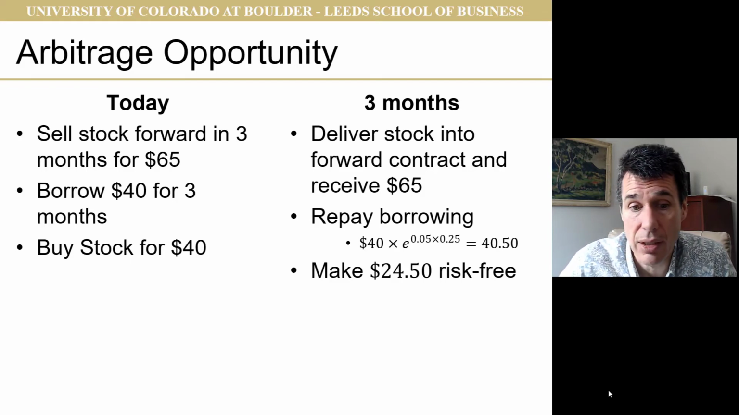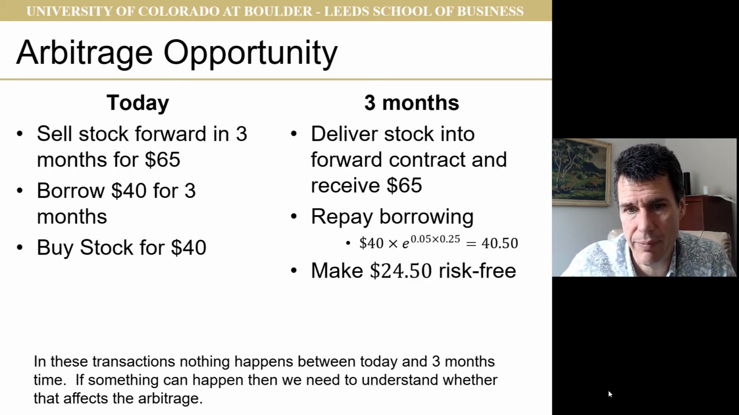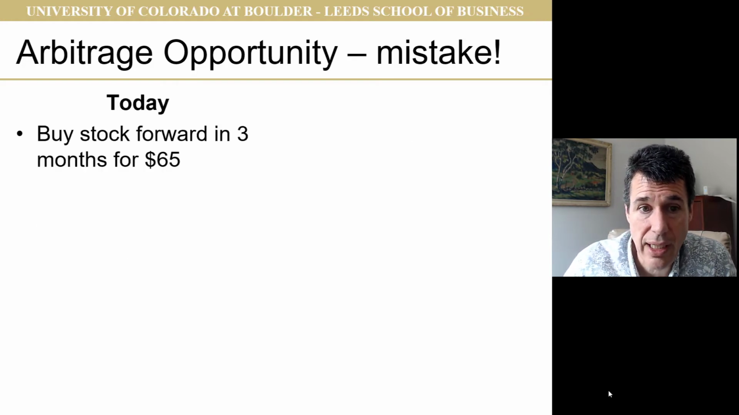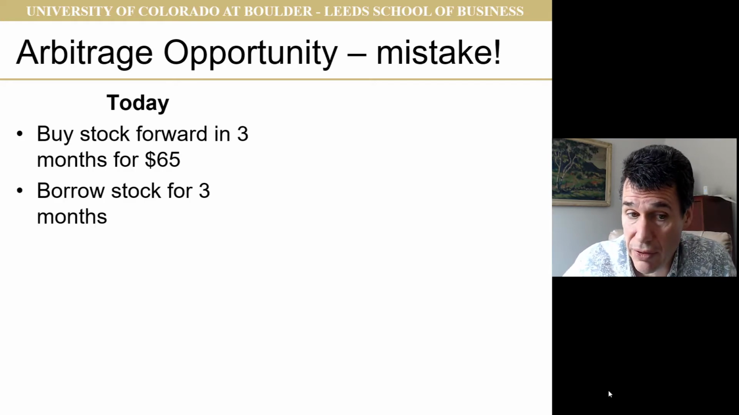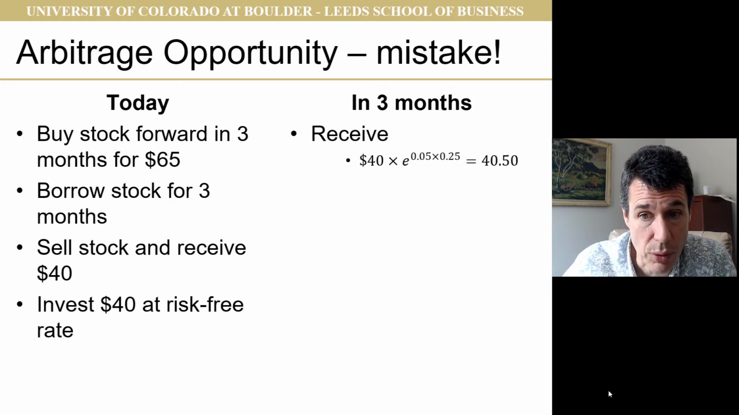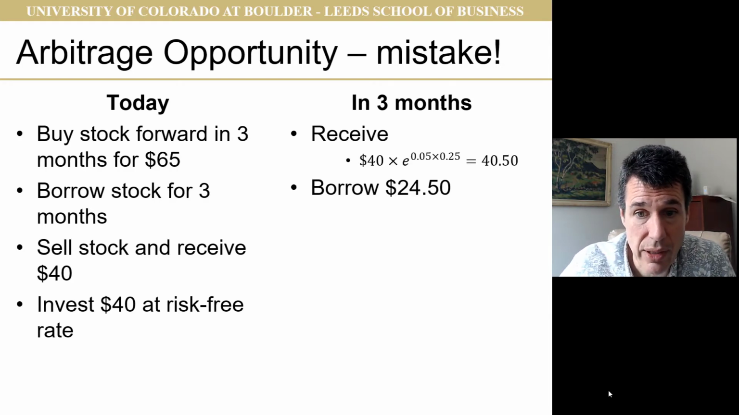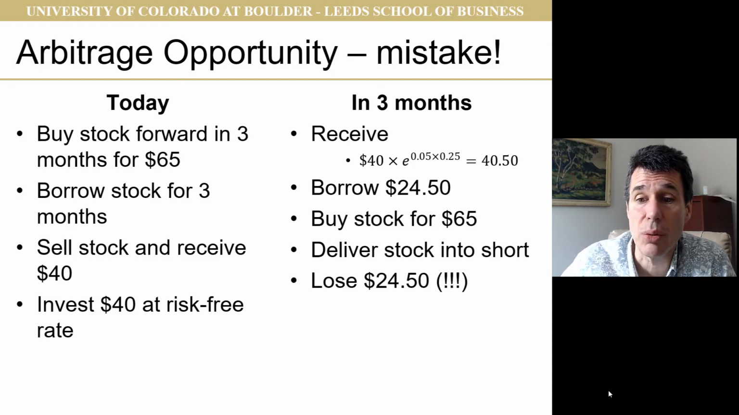Now let's think for a second. What if we made a mistake? What if we chose the wrong direction? Today, we decided to buy the stock forward in 3 months for $65. We borrow the stock for 3 months, we sell it, receive $40, and we invest the $40 at the risk-free rate. In 3 months, we receive $40.50, that's that investment of $40. We borrow $24.50 because we have to pay $65. We buy the stock for $65. We deliver the stock. Remember, we borrowed the stock for 3 months, so we have to give that back. So we deliver the stock into the short, and we just lost $24.50.